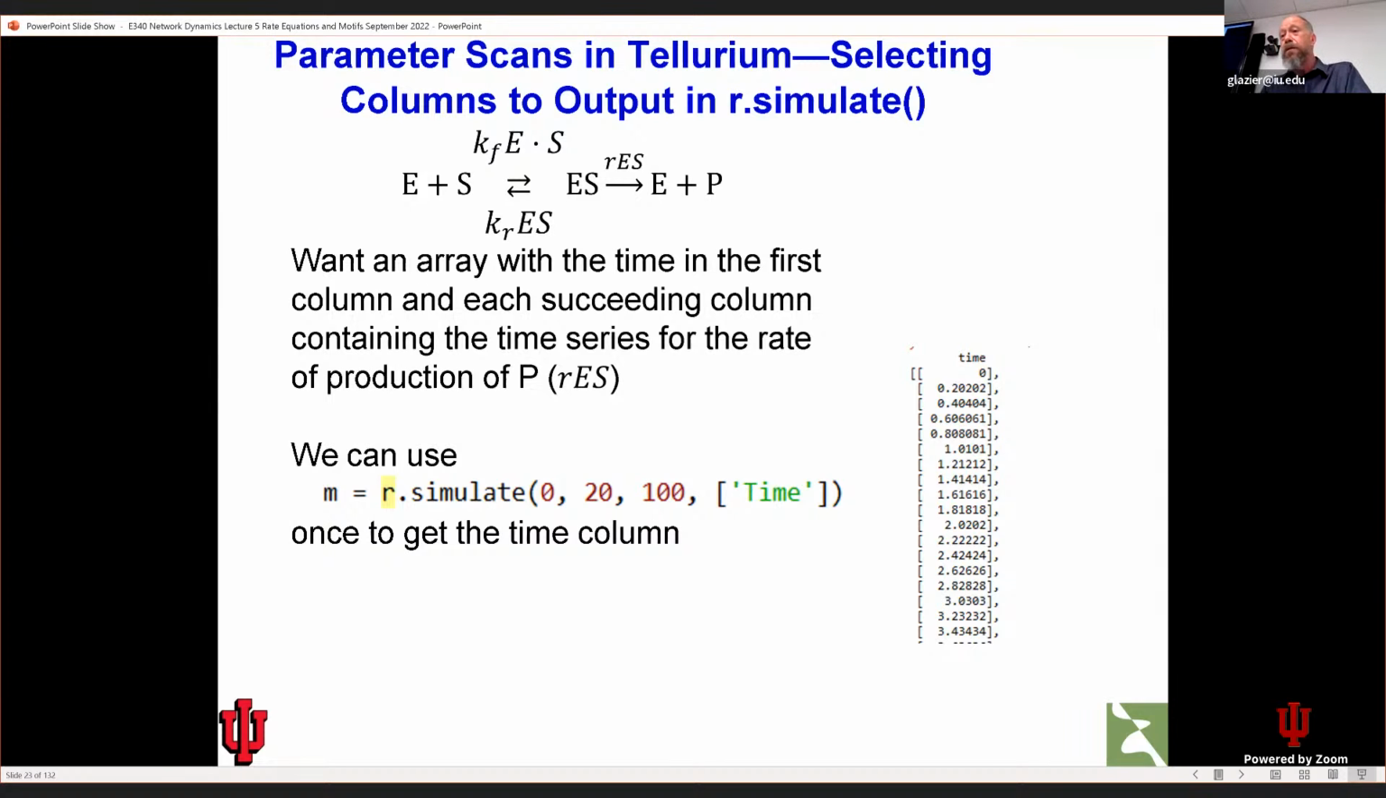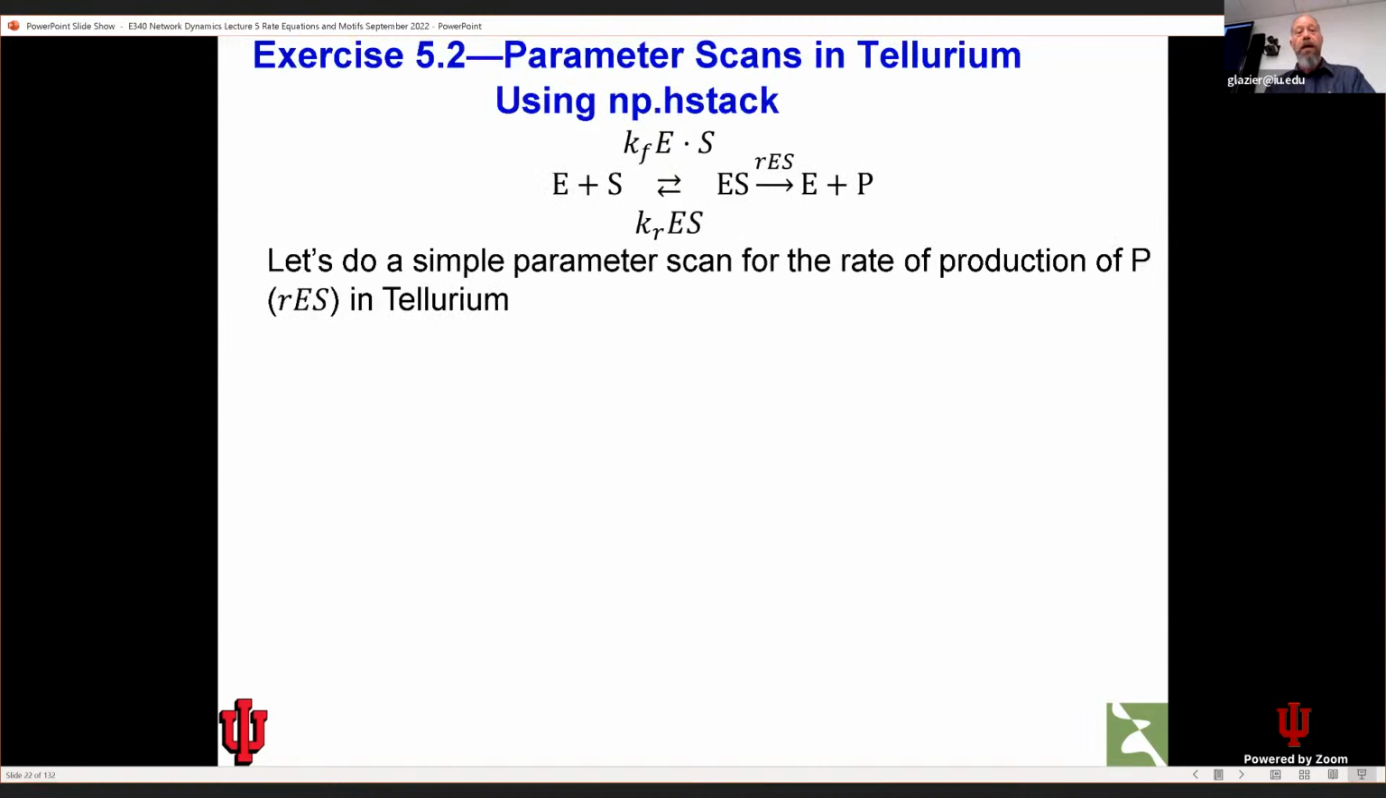I sometimes forget how to do that, and so I'm going to create a column vector, which is just the times. And so I'll run simulate and ask just for the time. And that will give me a column vector with my time intervals. I'm now going to run this again.